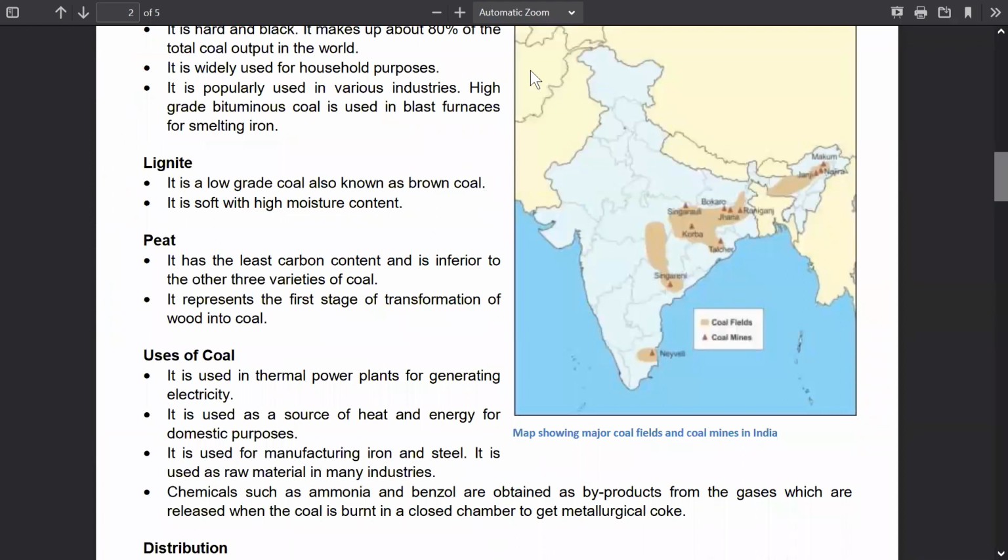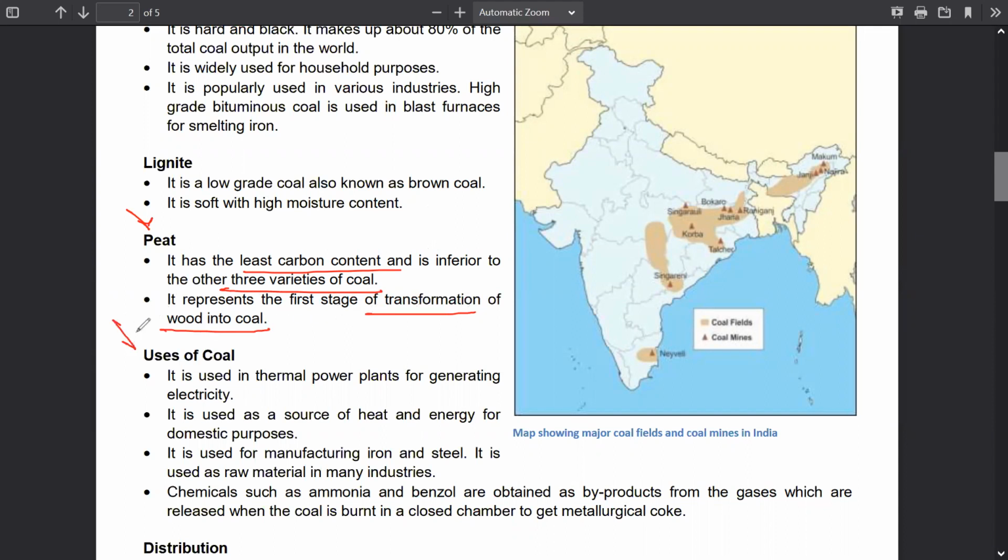Okay, now what about peat? Peat has the least carbon content and is inferior to the other three varieties of coal. The other three varieties of coal we recently studied are lignite, anthracite, and bituminous. It represents the first stage of transformation of wood into coal.